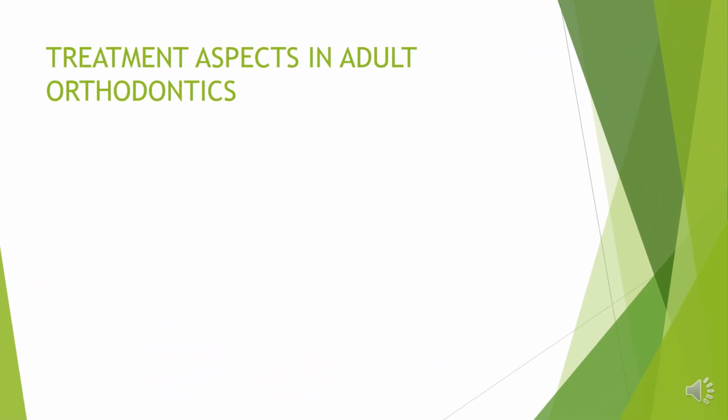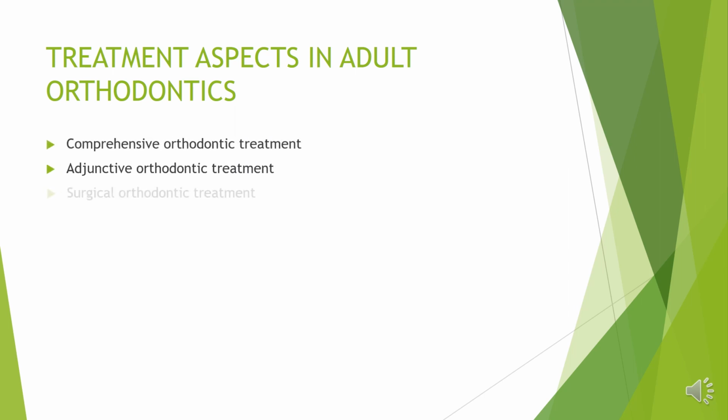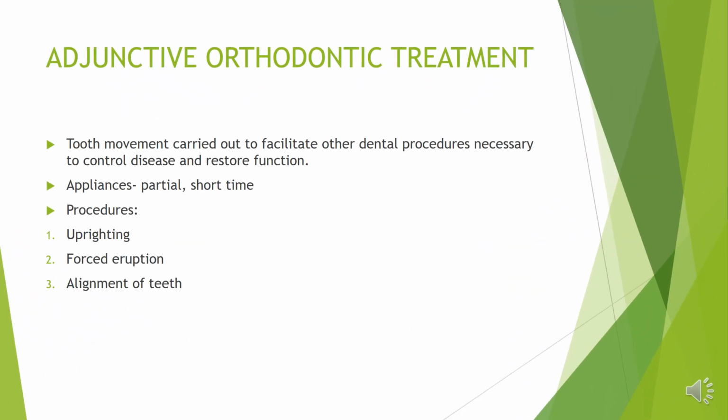Talking about the treatment aspects in adult orthodontics, there are three kinds of treatment: comprehensive orthodontic treatment, adjunctive orthodontic treatment, and surgical orthodontic treatment. Adjunctive orthodontic treatment comprises tooth movement carried out to facilitate other dental procedures which are necessary to control disease and restore function. Typically, appliances are required in only a portion of the dental arch and for a short time. Procedures include uprighting of teeth, forced eruption, and alignment of teeth.